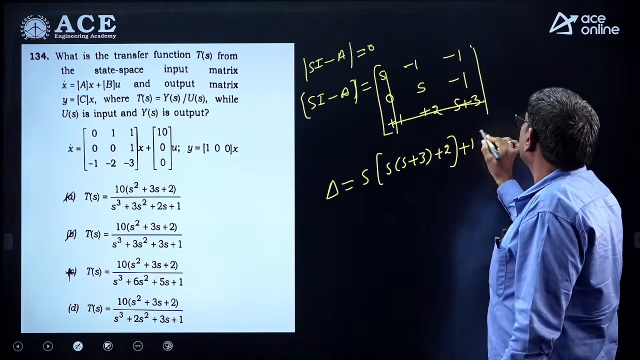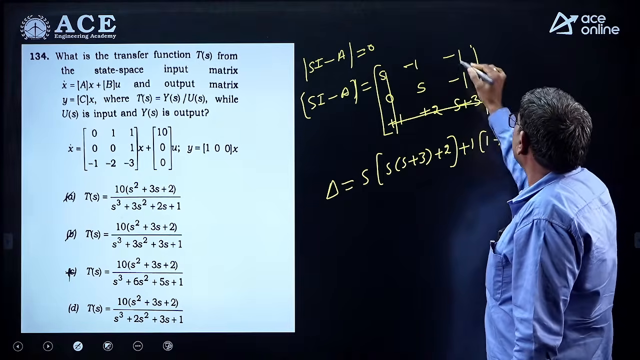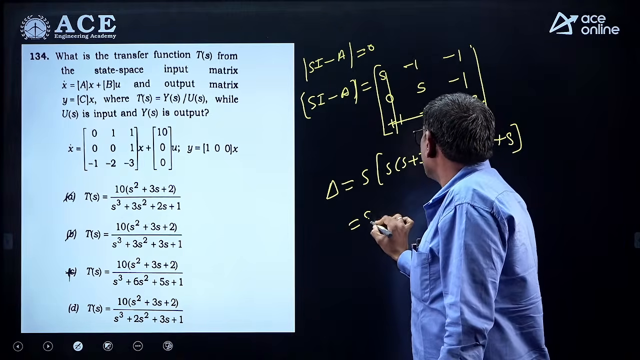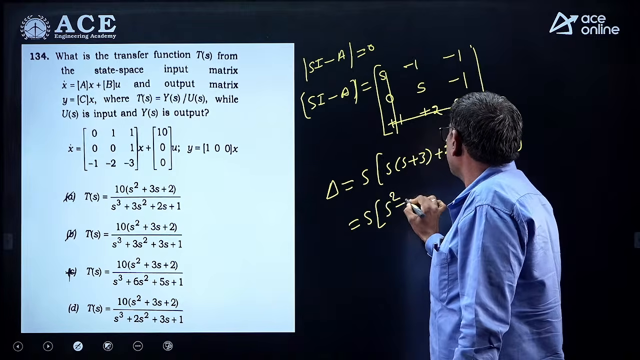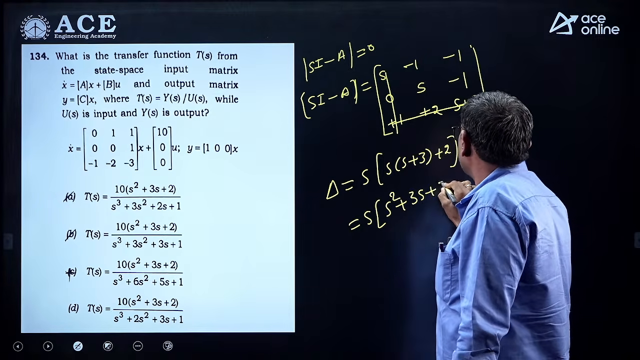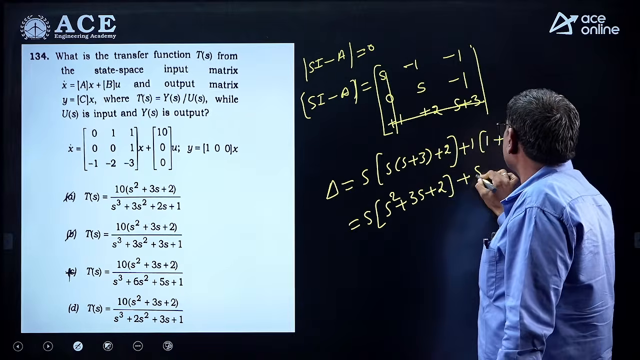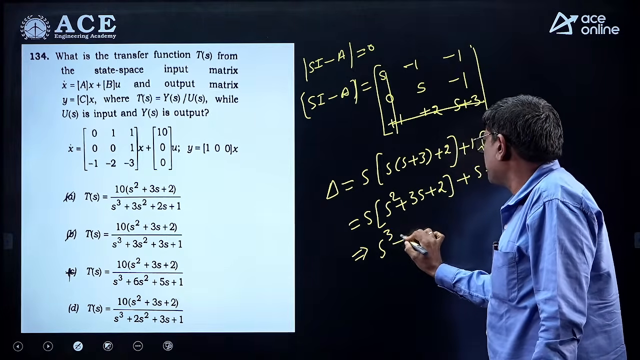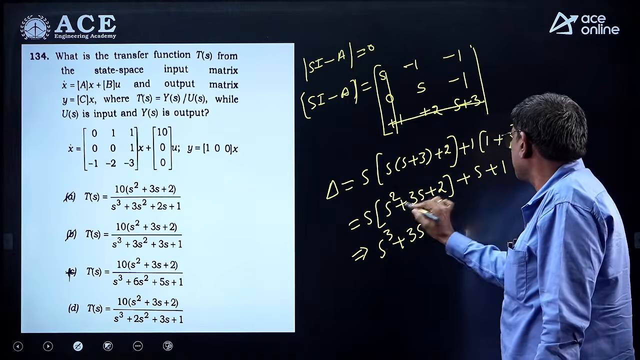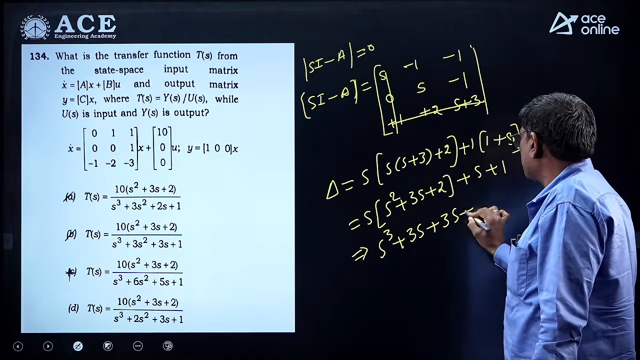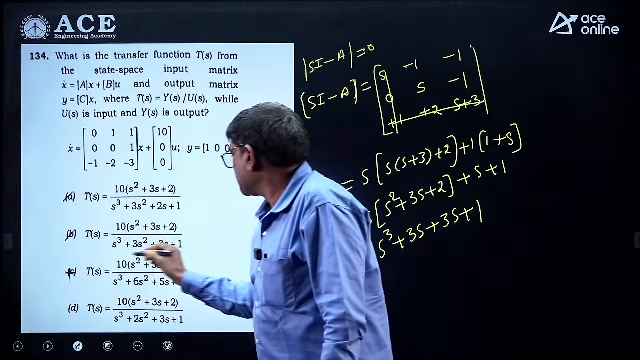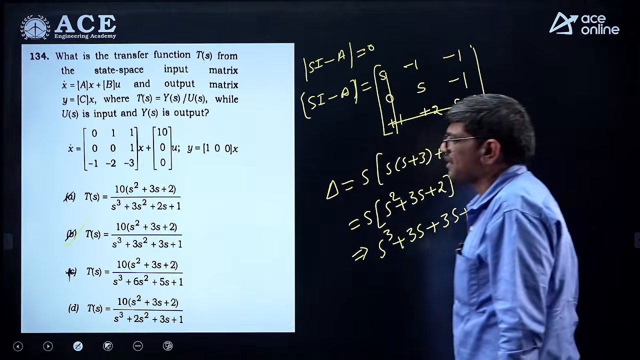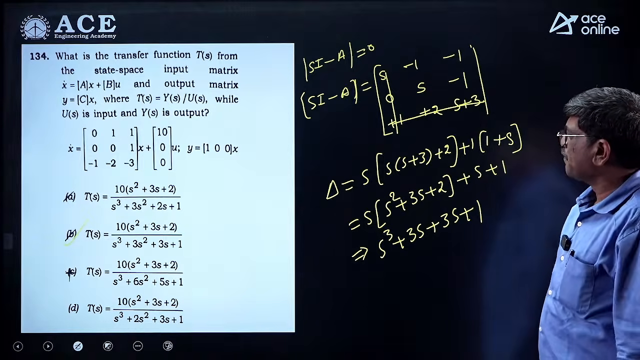Then what are we getting? 1 plus here S. So if you simplify this, what you are getting is S into S square plus 3S plus 2, plus S plus 1. So that means what you are getting? S cube plus 3S square plus 2S, 3S plus 1. So which option matches? B. S cube plus 3S plus 3. The numerator is the same, so no need to verify.